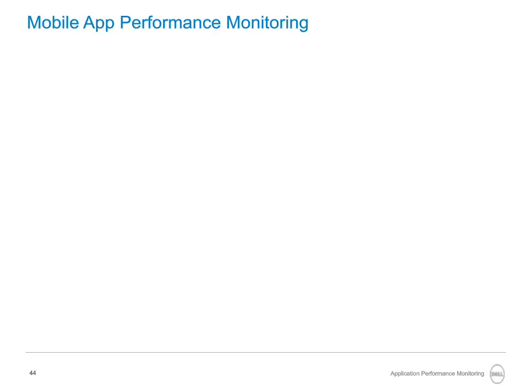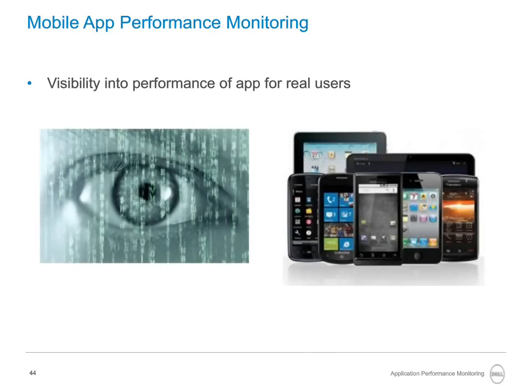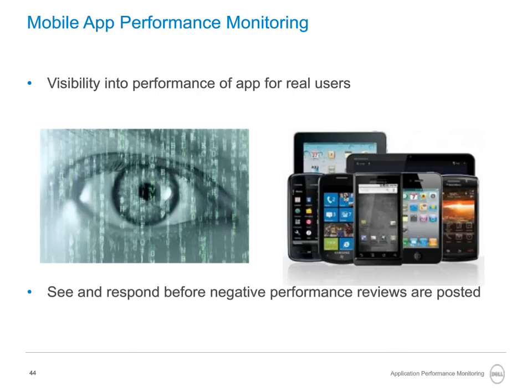So what is mobile app performance monitoring? This is where we shift after testing. We're in production. It's actually deployed. Real users are using it. And we need visibility into how the app is working for those real users, so we can see and respond to these incidents before they start getting so bad that people are uninstalling the app and negative performance reviews are being posted.